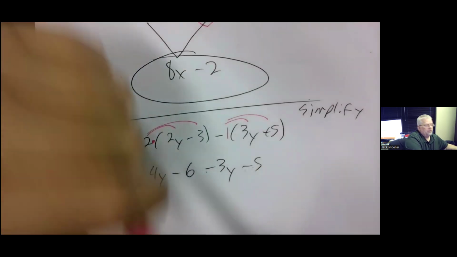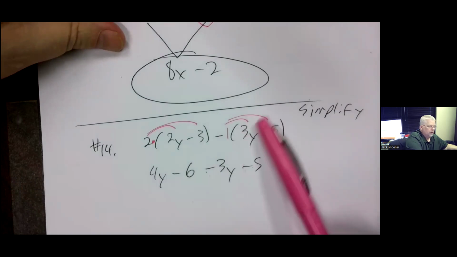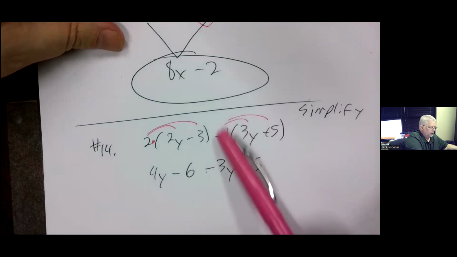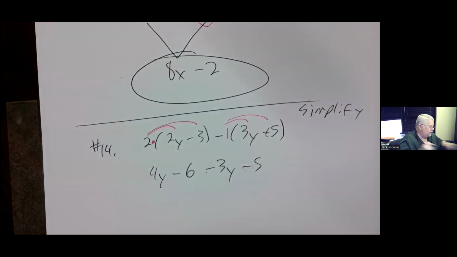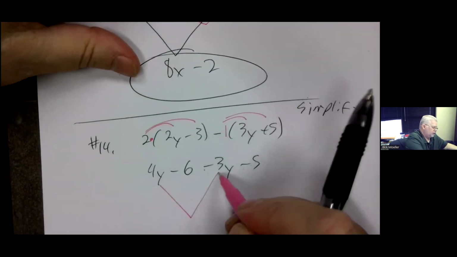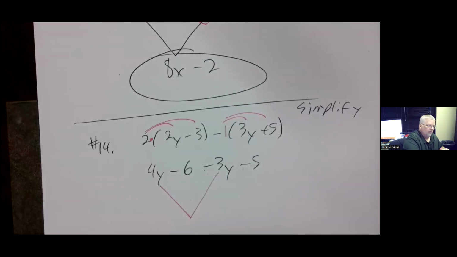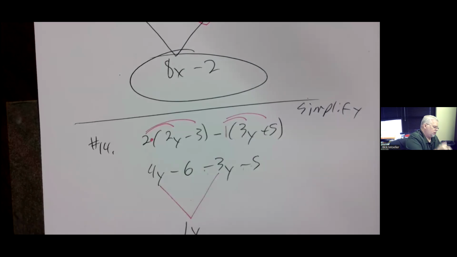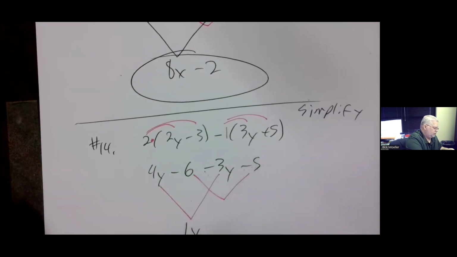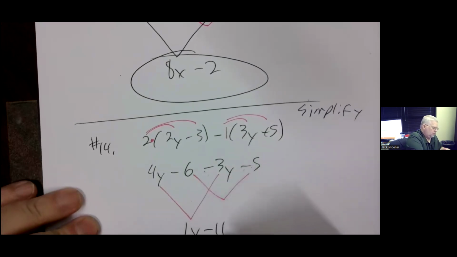The most common mistake with a problem like this, students will not distribute the negative to the second term. They'll get it on the first term, but not the second. Okay. Once you distribute, now we're back to combining like terms. So now we have 4y minus 3y, which is 1y. And then we have -6 minus 5, which is -11.